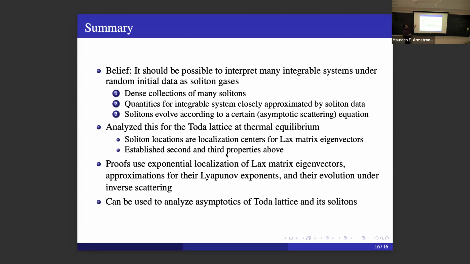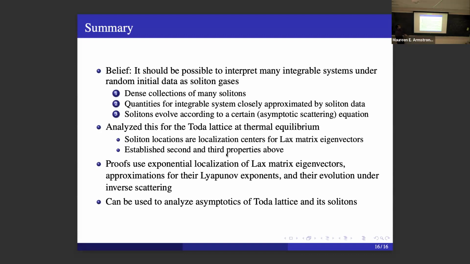And they're useful because quantities for the actual system that you were originally studying can be nicely expressed in terms of the soliton data. And you can actually analyze the soliton data. They evolve according to an asymptotic, a certain scattering, this equation I had written down before. And we analyzed this for the Toda lattice at thermal equilibrium, and we explained that the soliton locations are given by kind of localization centers for the eigenvectors of the Lax matrix, and the soliton frequencies or velocities are given by the eigenvalues. And then using that definition as kind of a bare definition, we can establish these two statements.